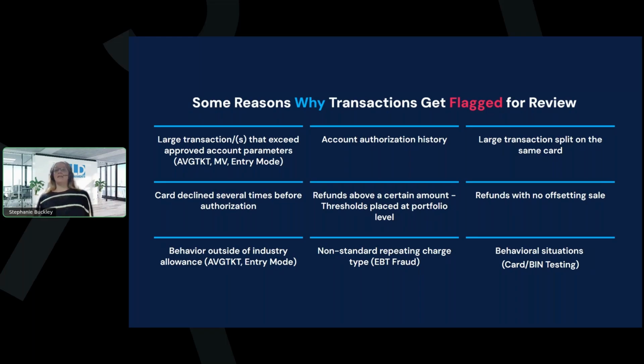Behavior outside of the industry allowance. So that would be keyed transactions at a liquor store that requires age verification processes. When you do a keyed transaction, in the eyes of the banks and the processors, even if it is card present and keyed, it is still considered a card not present transaction, because you can't really prove that.